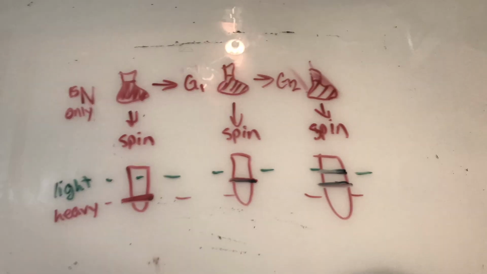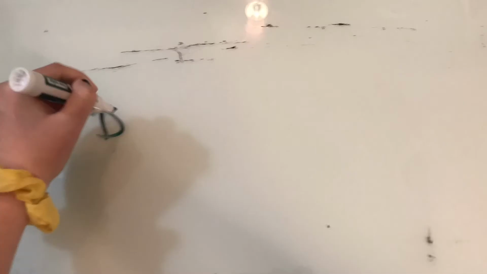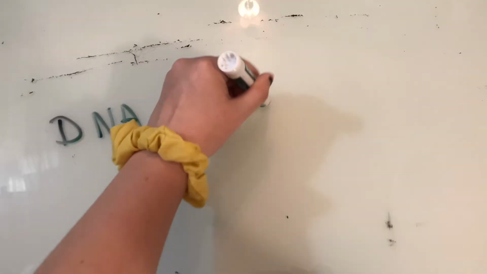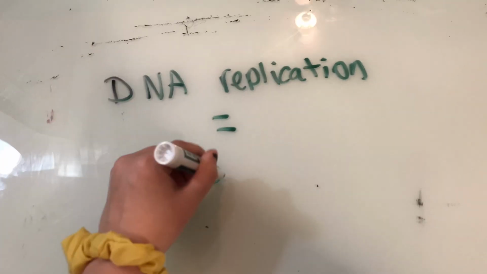Overall, Meselson and Stahl proved that E. coli bacteria replicates semi-conservatively. It was later proved that this replication not only applies to bacteria, but to nearly all forms of life.